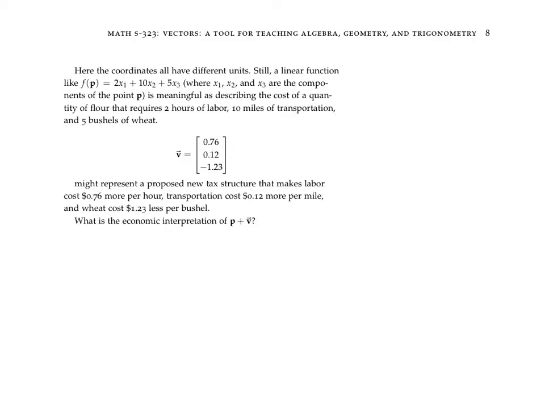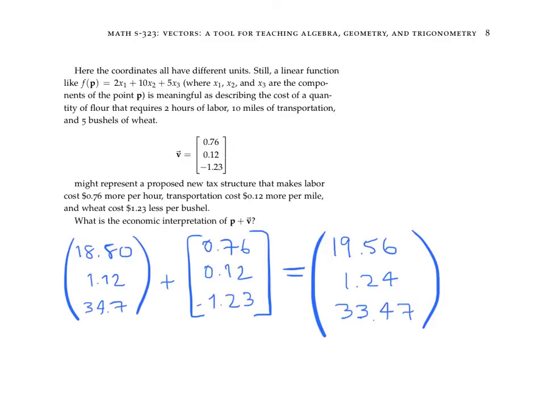First, let's compute it. Now remember that a point plus a vector is another point. We have P, which is the economic conditions of Nebraska, and we have V, which represents increments of change from a new tax structure. What happens? What is the significance of the sum of these two things? What is the significance of this new point, P plus V? Well, it's the economic conditions in Nebraska after the new tax structure is put in place.